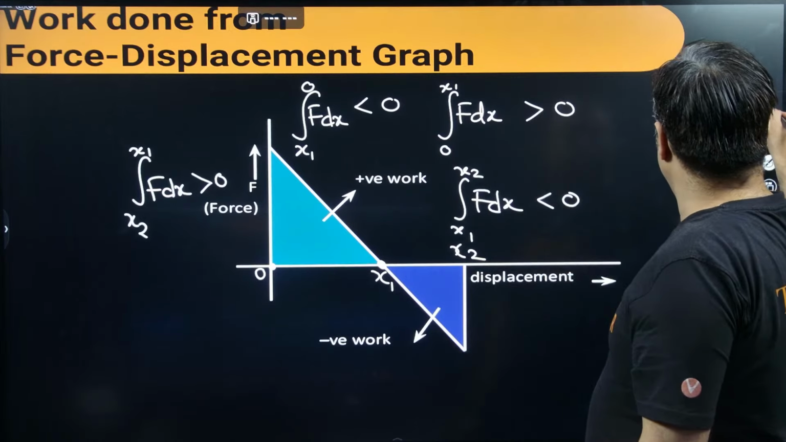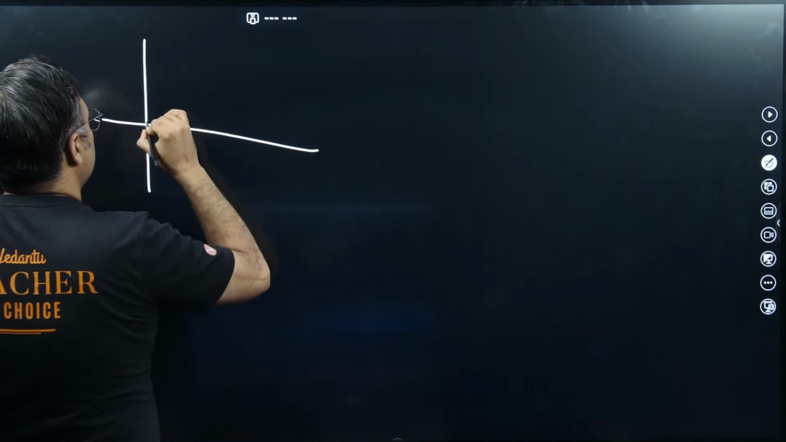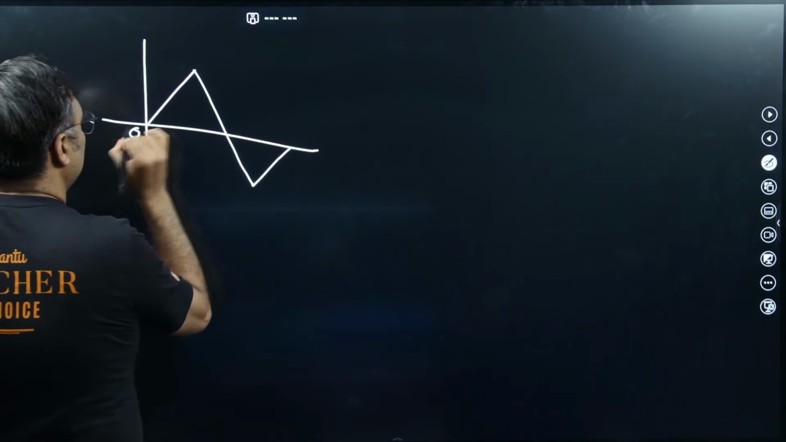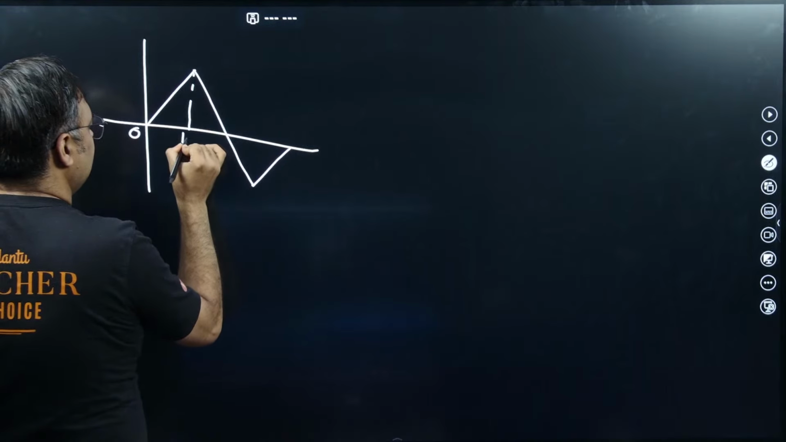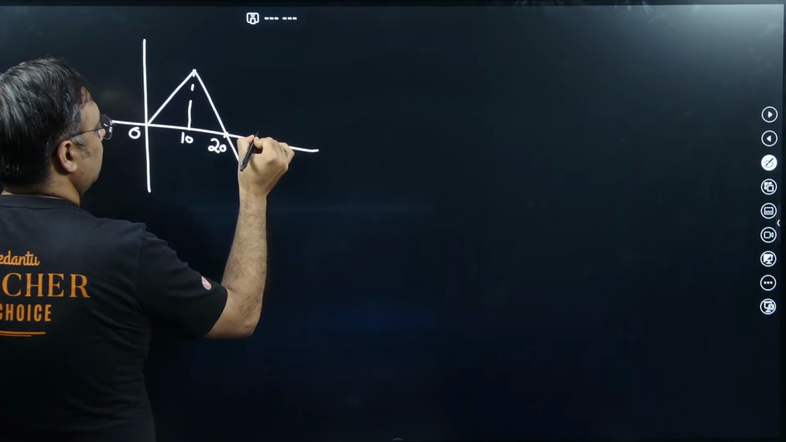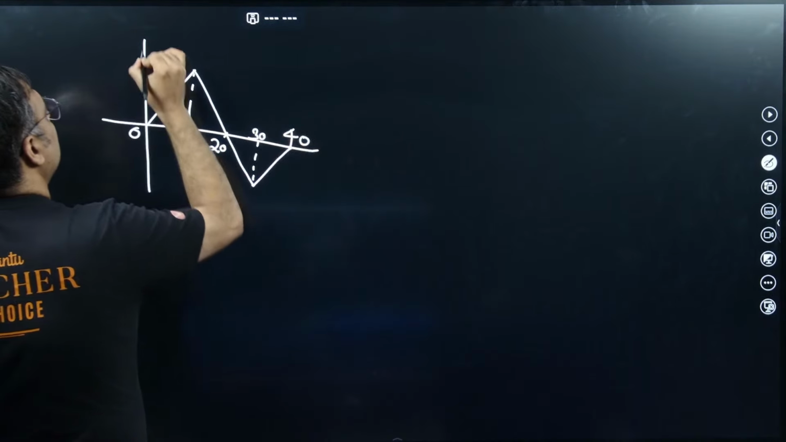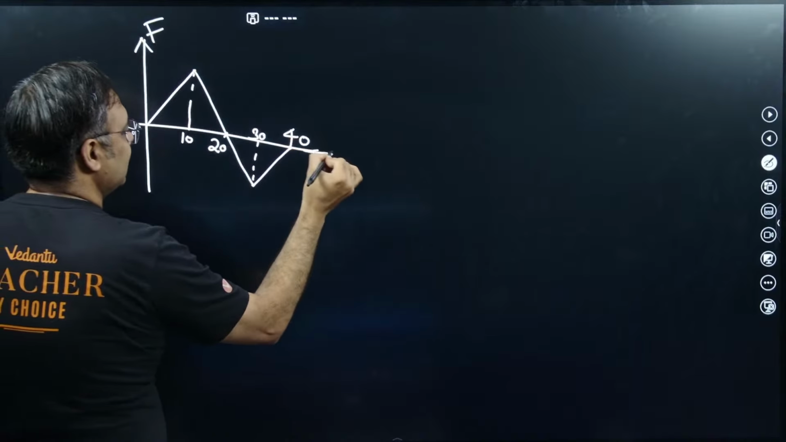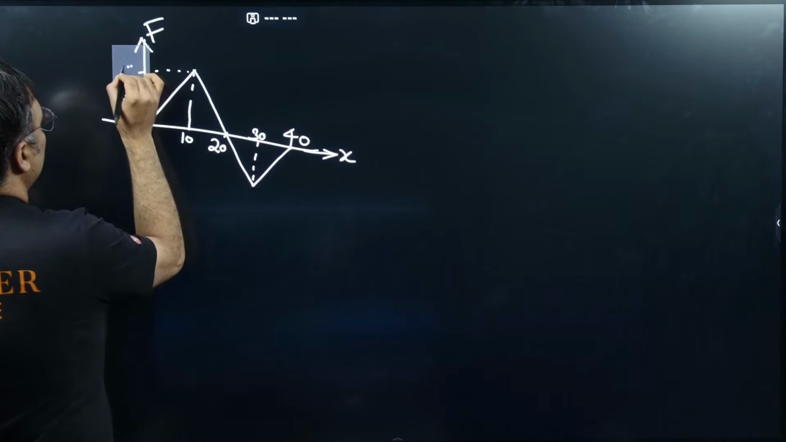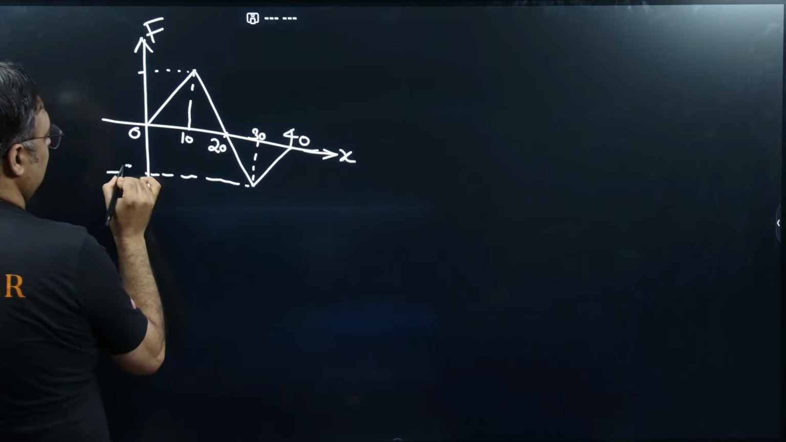Okay, let's take an example. So let's say the question is: 0, let's say 10, 20, let's say 30, and this is, let's say, 40. This is the force versus x graph. Now you guys have to answer it. This will be, let's say, 5, and this will be minus 5.